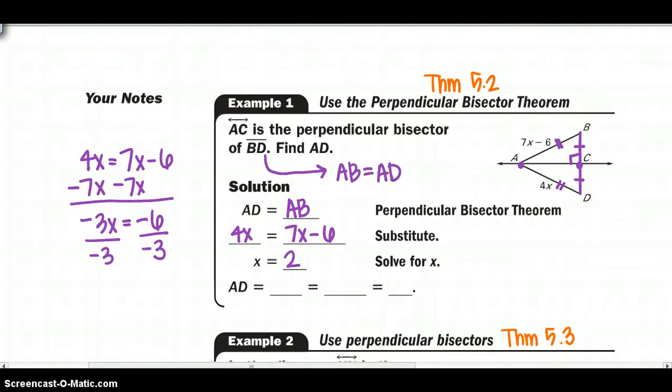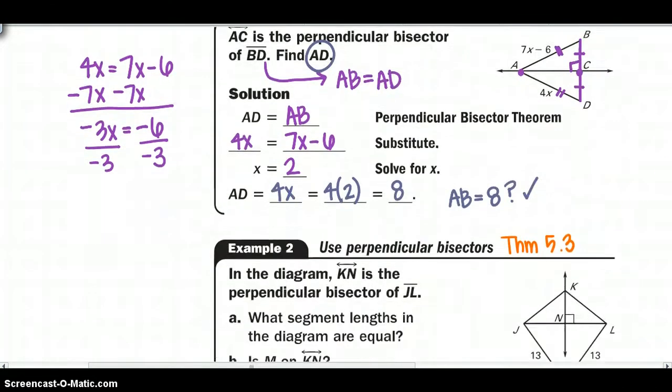Dividing by negative 3, because I have to get x alone, x now equals 2. Now I need to make sure I solve for what I'm being asked to find. AD is actually 4x. So 4 times 2, now I know that AD equals 8. And what would AB equal without having to do any work? 8 also, because we also know it's equidistant.